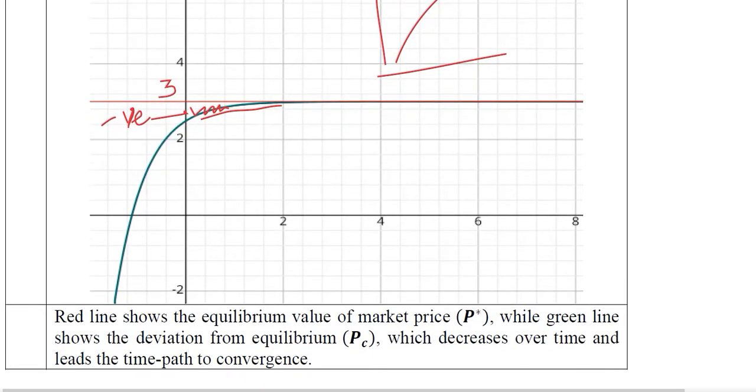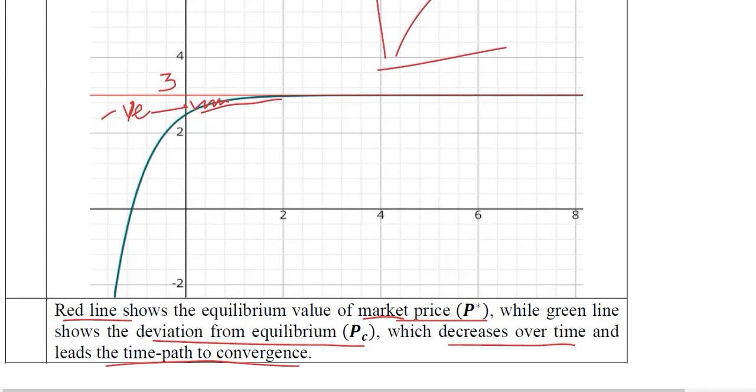So red line again is used to show the market equilibrium, and the green line is basically the time path, which is showing the deviation from the equilibrium, and that deviation is decreasing over time, due to which there is convergence in our current given numerical example.